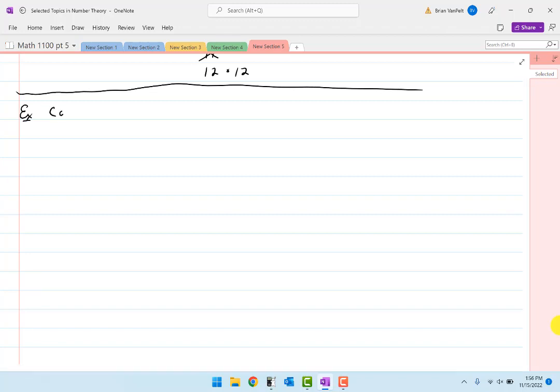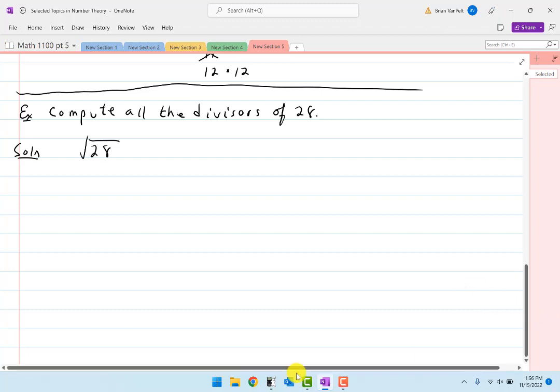Compute all the divisors of 28. So we take the square root of 28. Let's see what that ends up being.